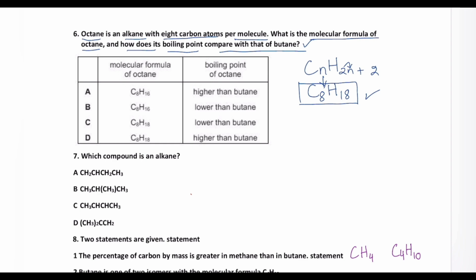So which option will be correct? C8H18. A and B become the wrong options as 16 hydrogen atoms are present instead of 18. From C and D, C8H18 will be the molecular formula of octane, and the boiling point of octane is higher than butane. So D option is the right one.